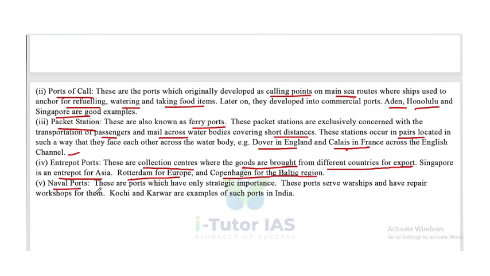Now, naval ports. These are ports which have only strategic importance. These ports serve warships and have repair workshops for them. Kochi and Karwar are examples of such ports in India.